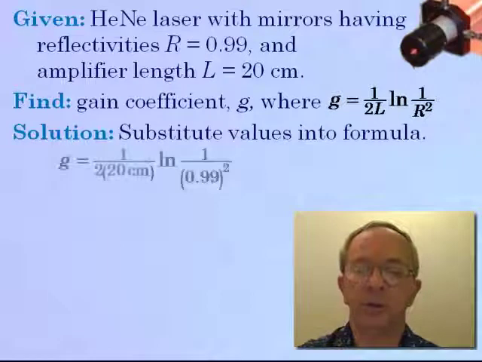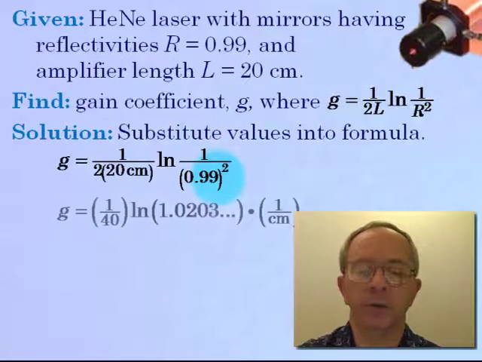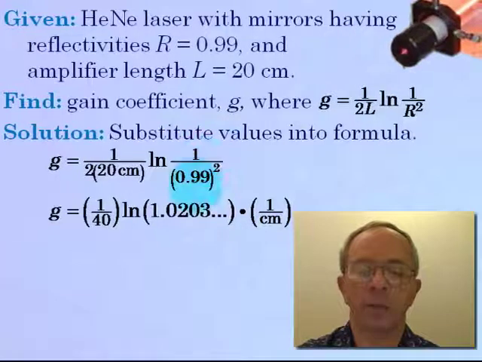So let's substitute those values into the formula. And there's our 2L. And down here is our 1 over R. And we'll square it. So the first thing we're going to have to do is to square that 1 over 0.99 squared, and we'll get 1.203. And we have 1 over 2 times 20, which is 1 over 40.